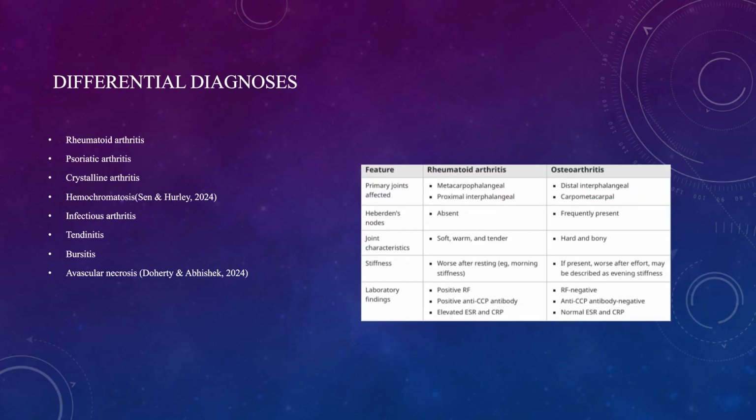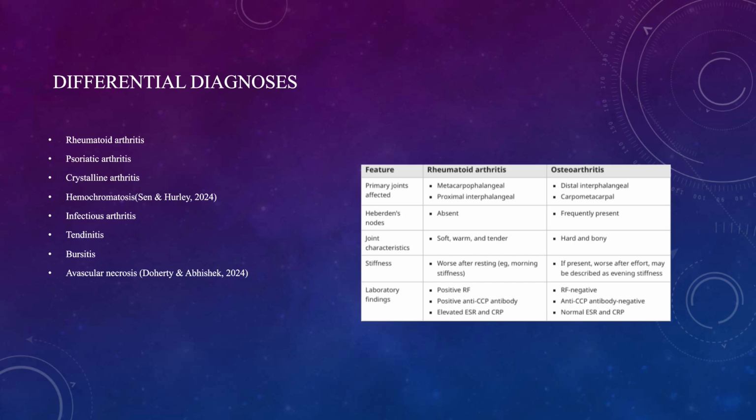Let's move on to differential diagnosis. The most common differential diagnosis is rheumatoid arthritis, which, like OA, both affects the joints. The diagnosis of RA is made when you're examining specific joints. You'll see to the right that there is a chart differentiating between RA and OA.